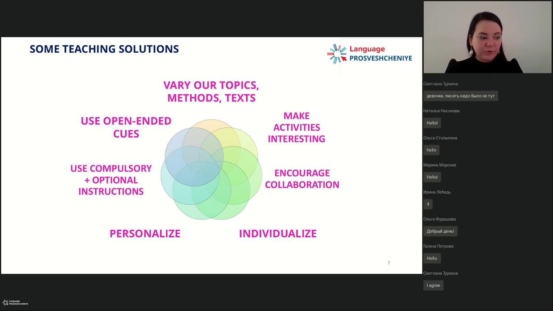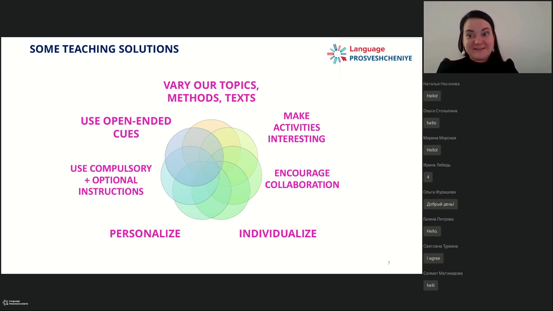Say, for example, one day the material is not of the right level for the students, then the next day it might be of the right level, and if one day this material does not interest the students, the next day it might interest them. It's a good idea, of course, but it is important to see how to realize it in real life, preferably with little or ideally no preparation. And one more typical solution would be to make activities interesting.